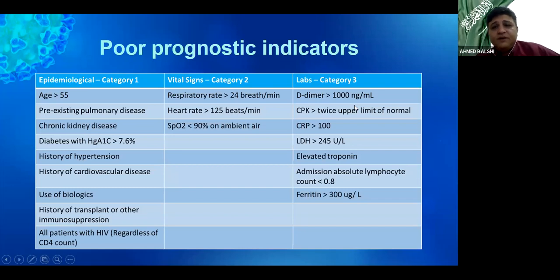Prognostic indicators for patients with COVID-19 that indicate a poor prognosis include epidemiological factors, vitals and labs. I think it was explained by Dr. Mahdi on the first day, but as we see here: elevated troponin, lymphopenia, high ferritin, and D-dimer more than one, or more than 1,000 nanograms.